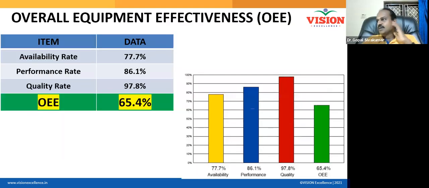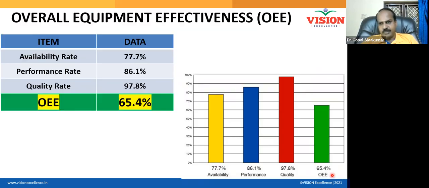Now, quality index is 97.8. Performance index is 86.1. Availability index is 77.1. So availability, performance, quality. But what is OEE? OEE is 65% only. How do you get 65%? Multiply all the three. How should you multiply? 0.77 into 0.86 into 0.978. First of all, you divide by 100. So this becomes 0.777. This becomes 0.861. This becomes 0.978. You multiply all the three, you get 65.4, right?